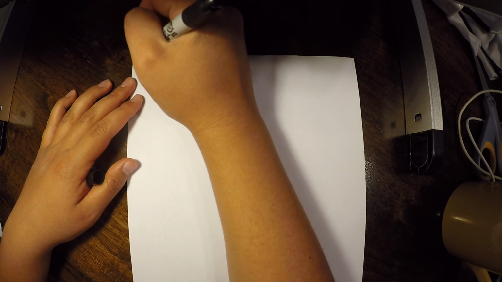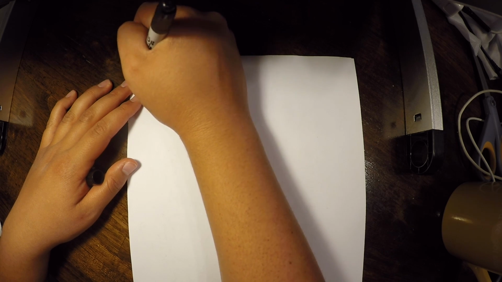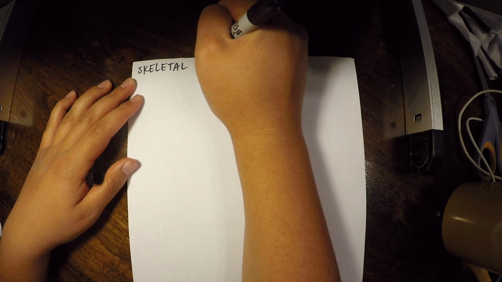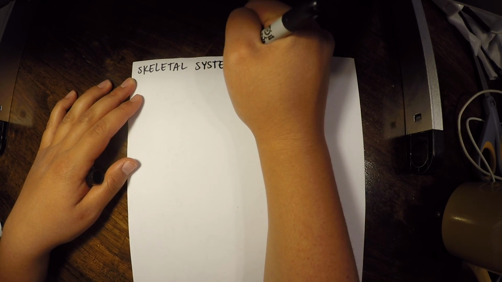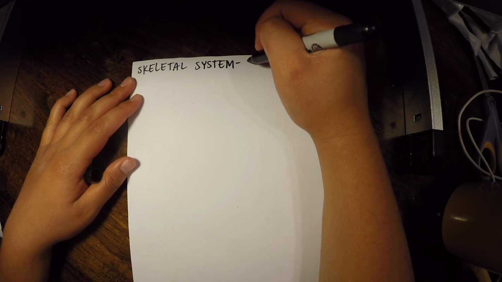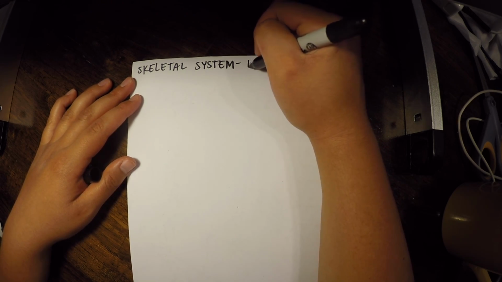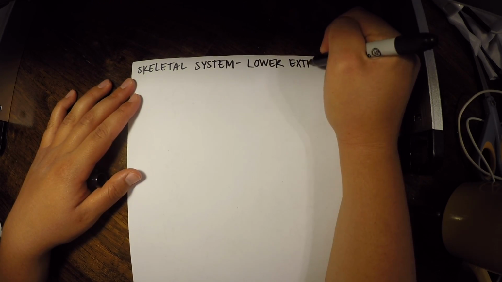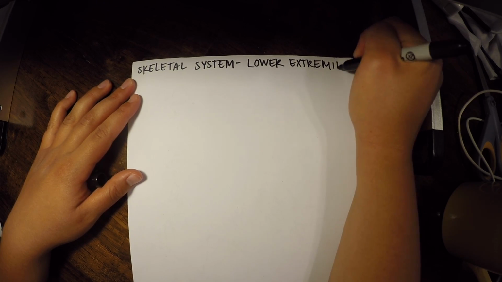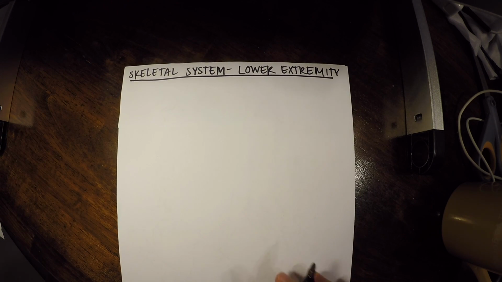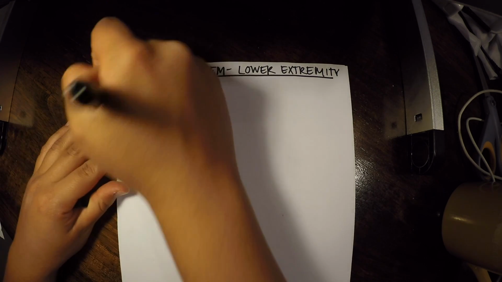We are going to review the skeletal system, but lower extremity in this video. What lower extremity means is basically your thigh and your leg and your pelvis. So we're going to start with the most superior part of your lower extremity, which is the pelvis.